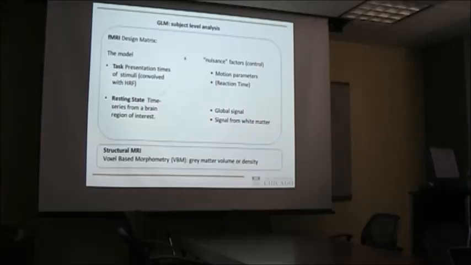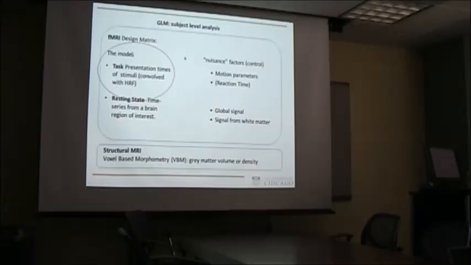So in the example I gave, I basically just talked about the model in your fMRI analysis being this part, the presentation time of the stimuli, and then convolve with the HRF. Just to work out an example. What you do in practice is you usually include some other factors too in your model.